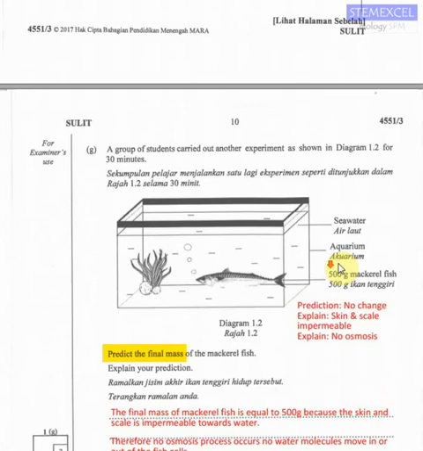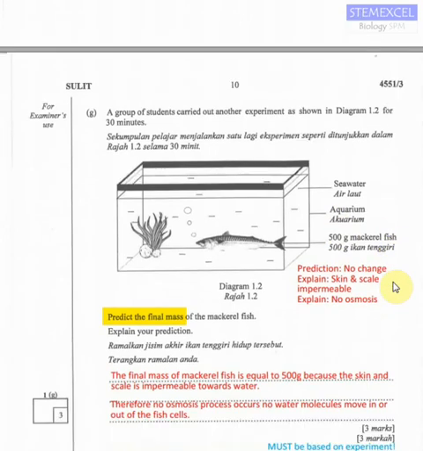Right. So the next part is usually a different experiment, but somehow related to the current question. So the group of students carried out this experiment where they put in 500 grams of a live mackerel fish into seawater inside an aquarium. So you are required to predict what happened to the final mass of this mackerel fish.